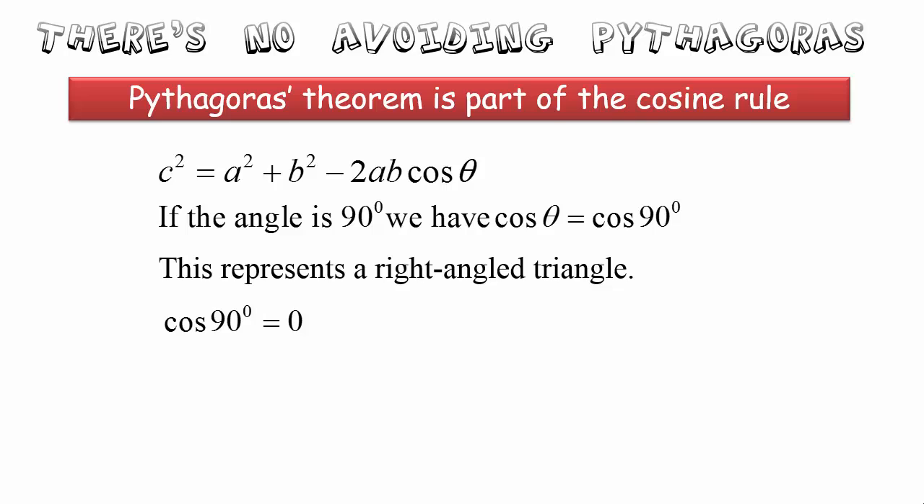So replacing cos of 90 in the cosine rule by 0, we have C squared equals A squared plus B squared minus 2AB times 0. And of course, that gives us C squared equals A squared plus B squared, which is Pythagoras' formula. Pythagoras' formula or theorem is actually a simplified case of the cosine rule when the angle is 90 degrees.